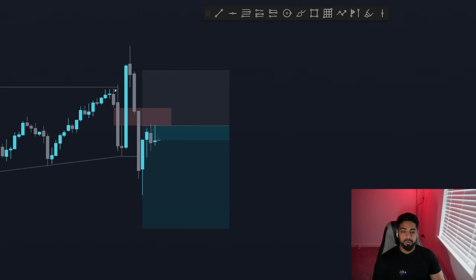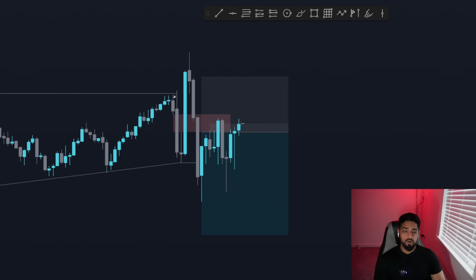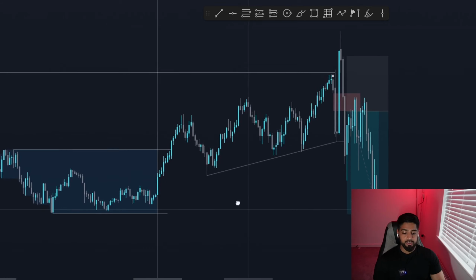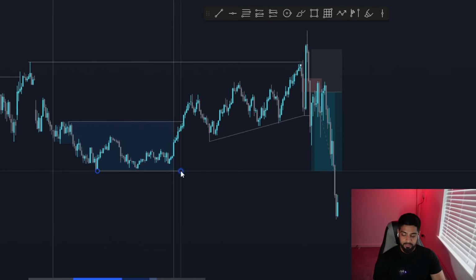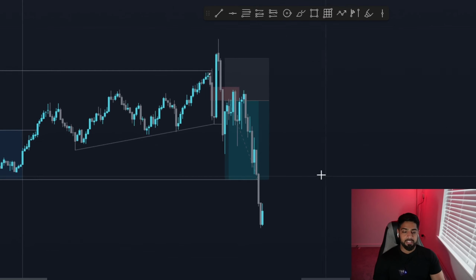So if I play price on, what we can see is that we get tapped in. Price then does chop around for a while. However, after that, we finally get that push to the downside, which takes us all the way to the Asia lows, giving us a sweep of the opposing liquidity and hitting our take profit.